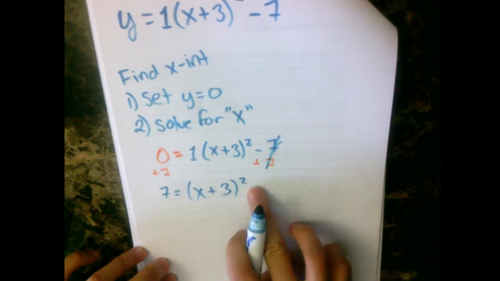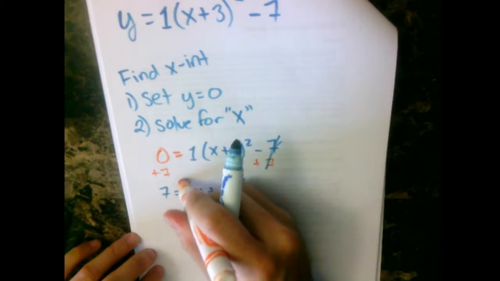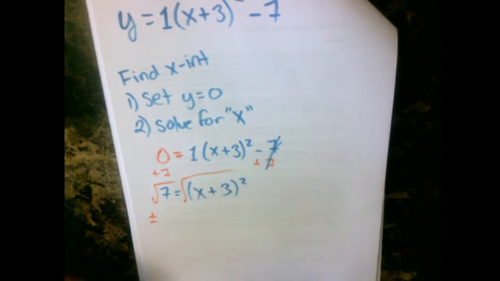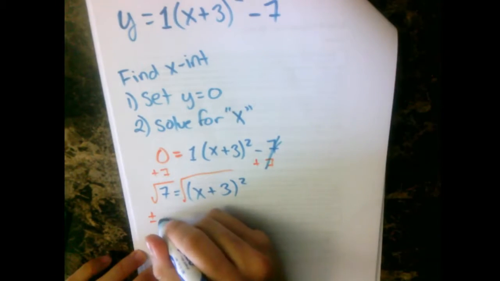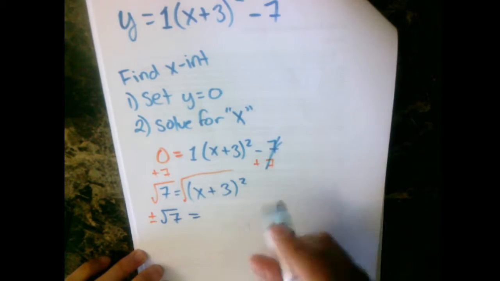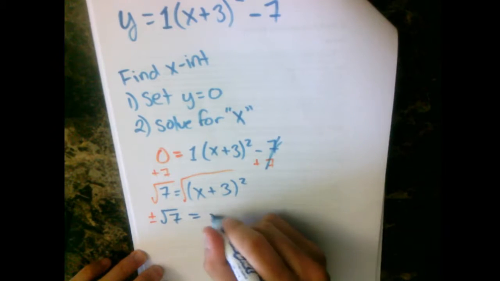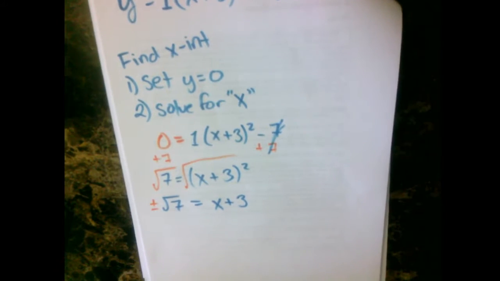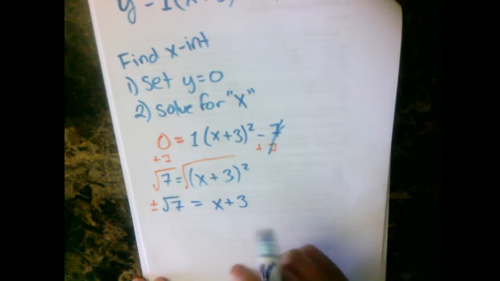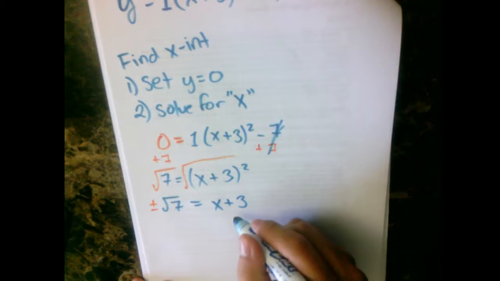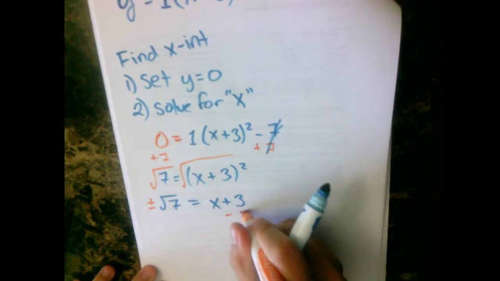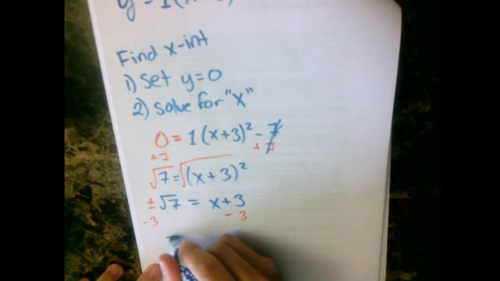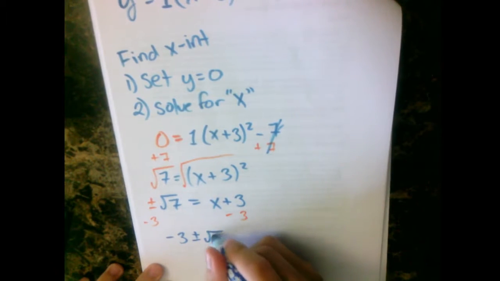Now we have to get rid of this squared, so we're just going to square root both sides. Square root of 7, remember, is plus or minus square root of 7. So plus or minus, don't forget your plus or minus sign, equals, and then the square root of anything squared just leaves you with what's underneath that square root. From here on, you got to solve for x. Well, that's what we've been doing, but we got to get rid of this plus 3. You're going to do that by subtracting 3. And all you'll end up with is x is equal to negative 3 plus or minus the square root of 7.